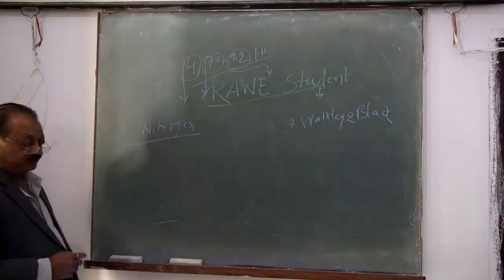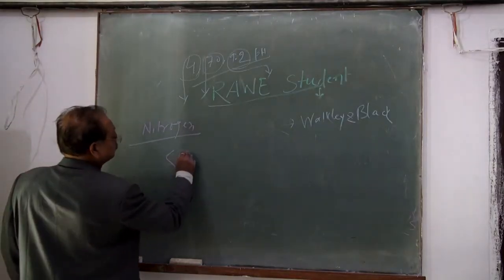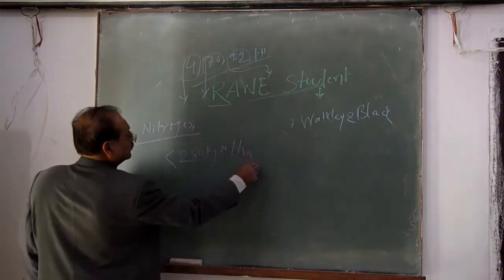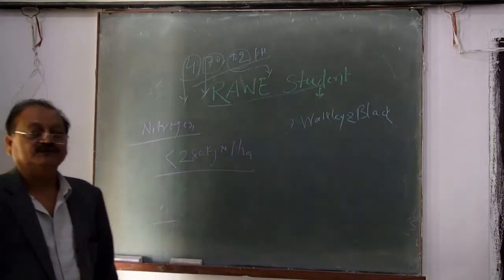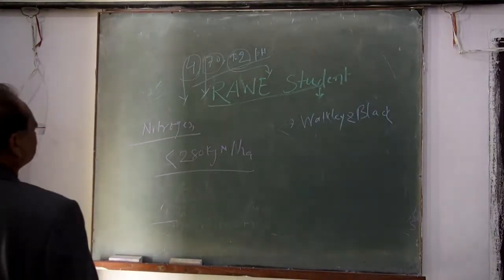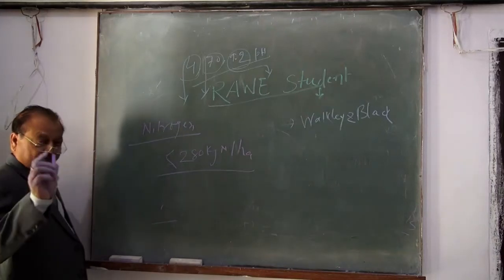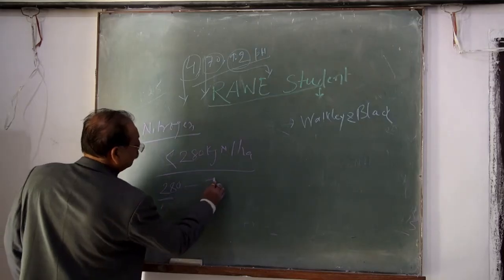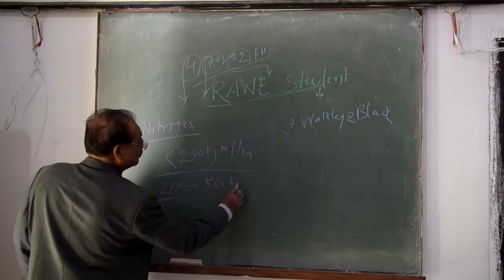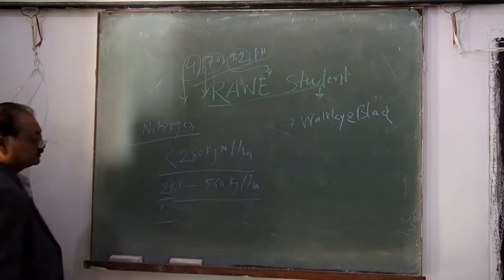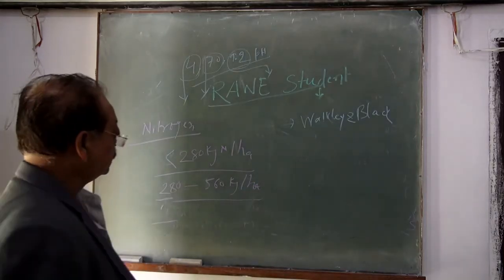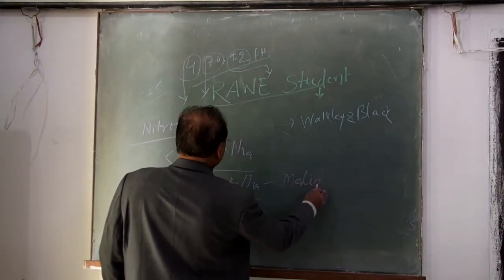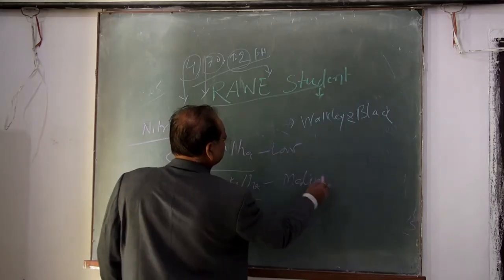If the value of the nitrogen of your soil is less than 280 kg nitrogen per hectare, it means that there is a deficiency of nitrogen in the soil. If the value of your soil samples comes in between 280 to 560 kg per hectare, then your soil will be medium in nature. This is low, this is medium.